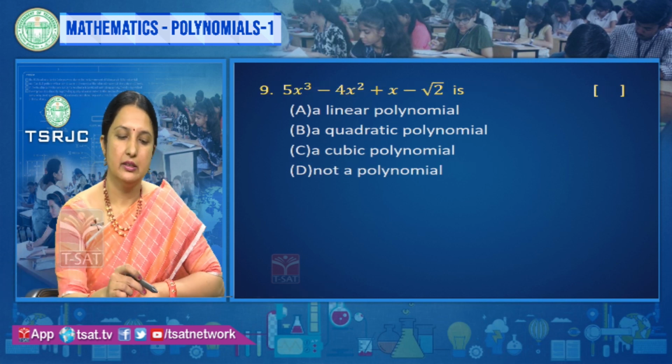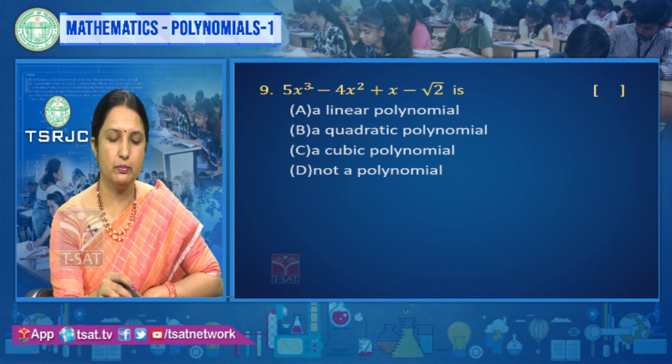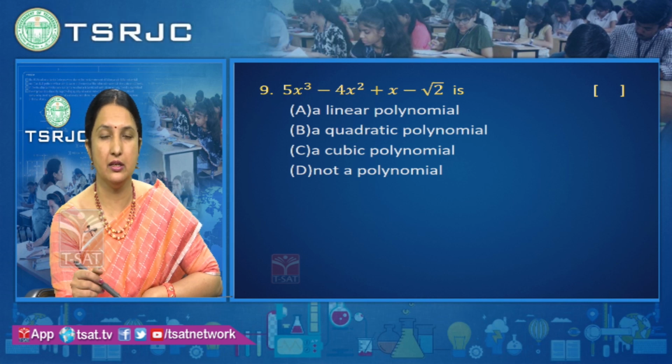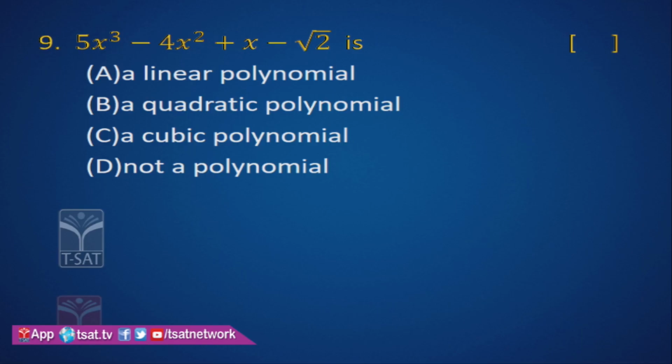Next, 9th question. 5x cube minus 4x square plus x minus root 2 is. This is which type of polynomial? Linear polynomial, quadratic polynomial, a cubic polynomial, biquadratic polynomial, or it is not a polynomial. So, we have to see this. Root 2 is there. Root 2 is a constant term. The coefficients should be real numbers. So, you should not select not a polynomial, because an irrational number comes under the real numbers.